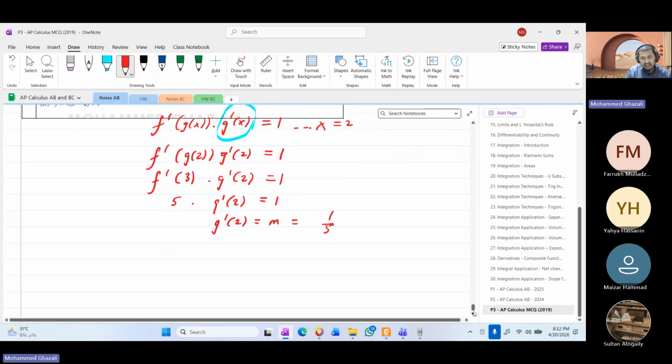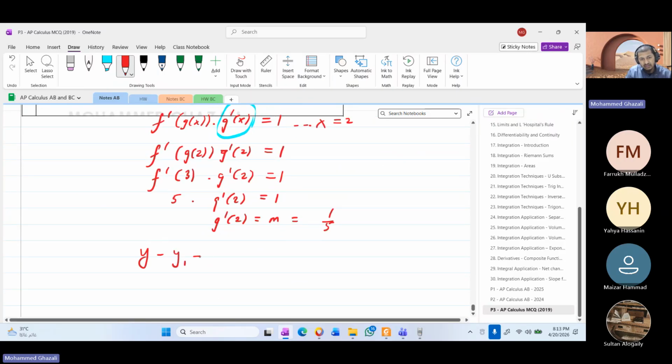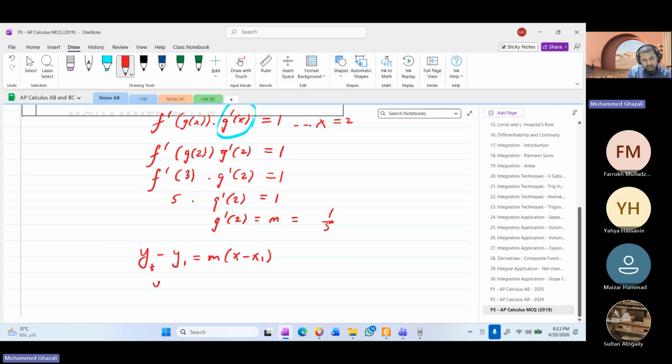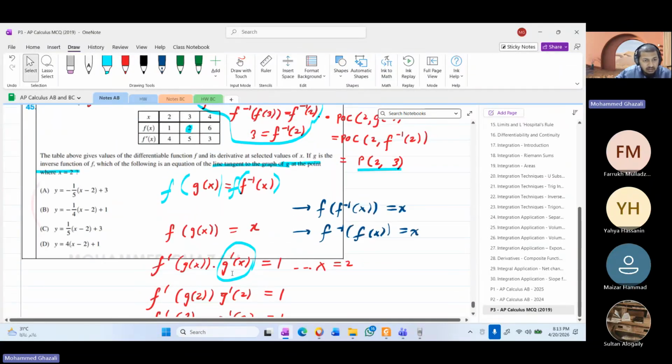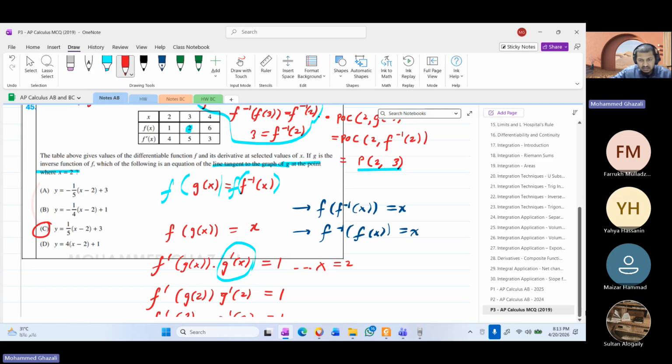And what's the equation of the tangent line? y minus y1 equals m times x minus x1. So y is equal to, what's m? 1/5. What's your point of contact? Point of contact was 2 and 3. So x1 is 2, giving x minus 2, and taking this minus 3 over, you get plus 3. So your equation is 1/5 (x minus 2) plus 3. Answer is C. I hope you guys understood.